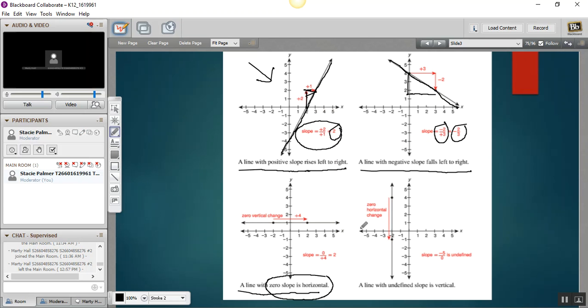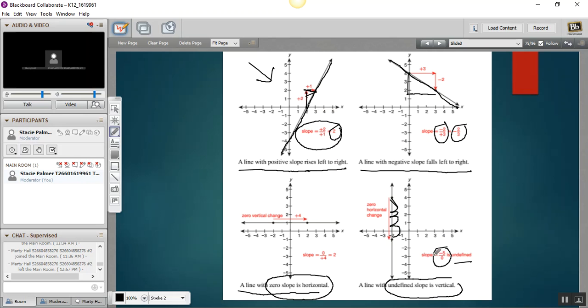And then when you have a vertical line, your slope is going to be undefined. And that is because if we were to count from this point to this point, we would be moving down 5, 1, 2, 3, 4, 5, okay? And then to the right or left, 0. And in math, anytime you have 0 underneath your fraction, that is called undefined.